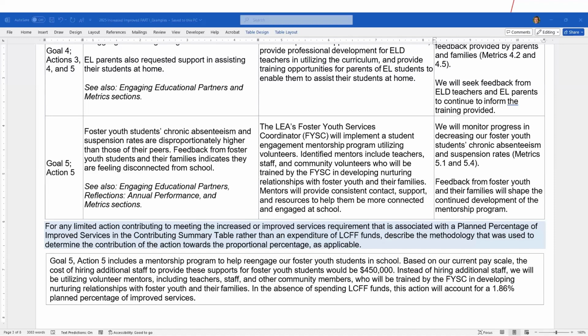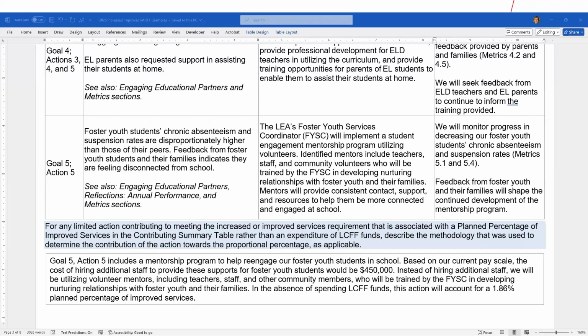And I'll demonstrate. So for goal 5, action 5 includes a mentorship program to help re-engage our foster youth students in school. Based on our current pay scale, that's where the district is getting a dollar amount, the cost of hiring additional staff to provide these supports to foster youth students would be $450,000. So the district is estimating that if they chose to implement this action with funding, it would cost $450,000.